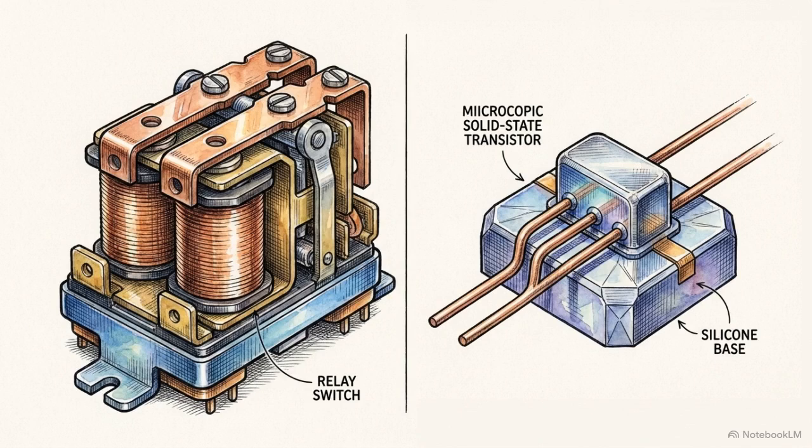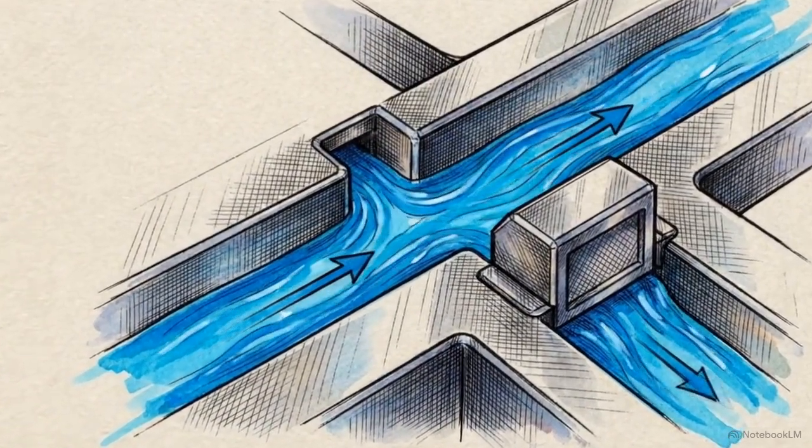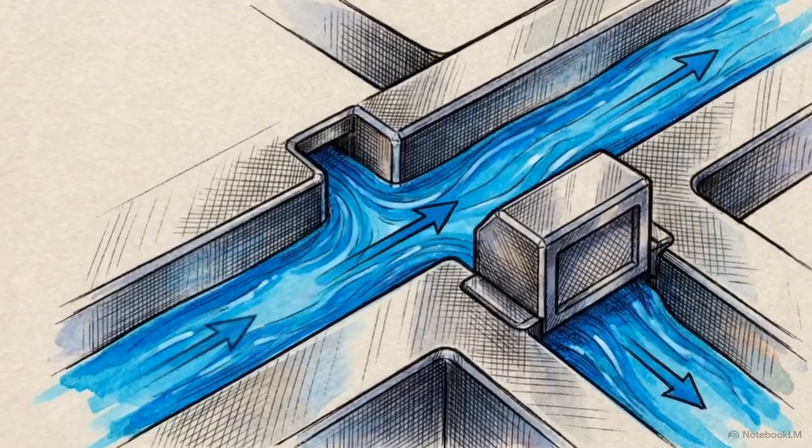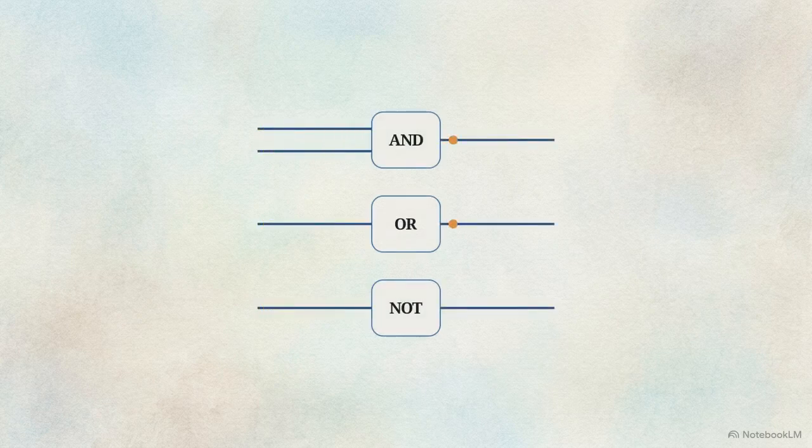Early engineers used mechanical relays, later replaced by the tiny solid-state transistors we use today. By wiring these transistors together, engineers create Boolean logic gates. These physical structures manipulate electrical currents to perform basic math operations, outputting a signal only if specific conditions are met, like an AND, OR, or NOT operation.